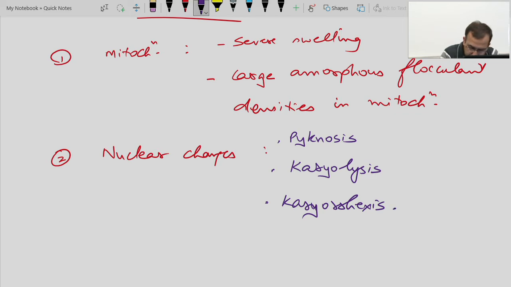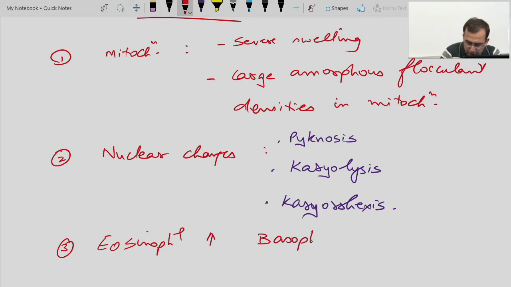And lastly, the last set of changes in irreversible damage: eosinophilia increases, basophilia reduces. Why? What is blue in a cell? The nucleus. If the nucleus is undergoing pyknosis, karyorrhexis, and karyolysis, basophilia reduces and eosinophilia increases.